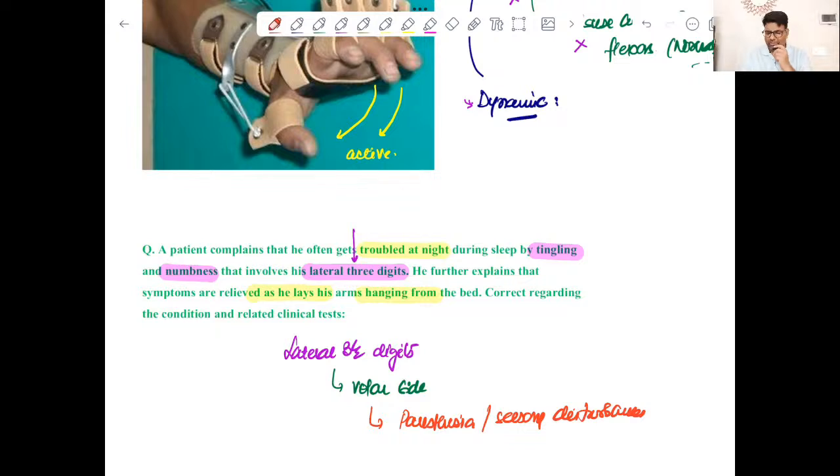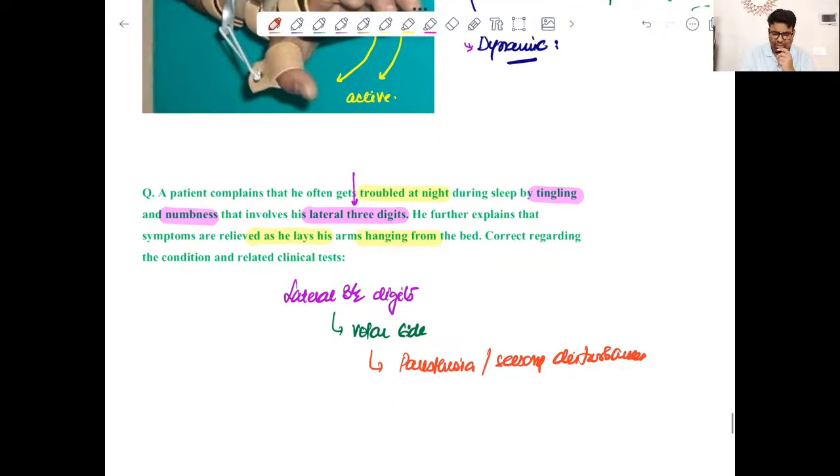The answer has to be, it has to be compression neuropathy of which nerve? Yes, anyone? Very classical case. Which nerve? Compression neuropathy of lateral 3.5 of the volar side, or you can say palmar side. Same thing. Yes, which nerve is compressed?